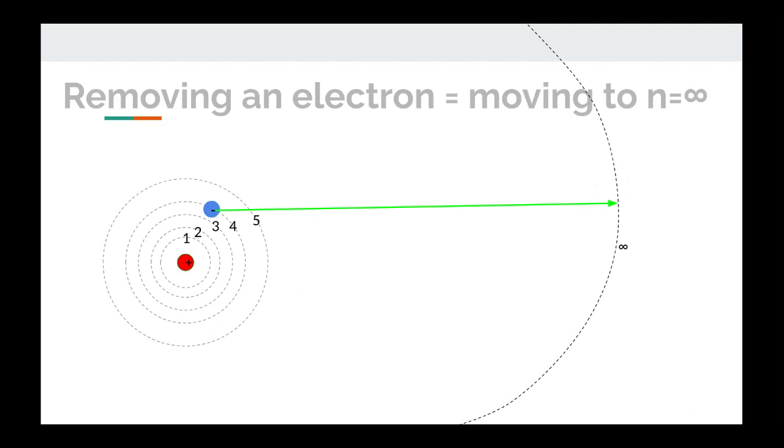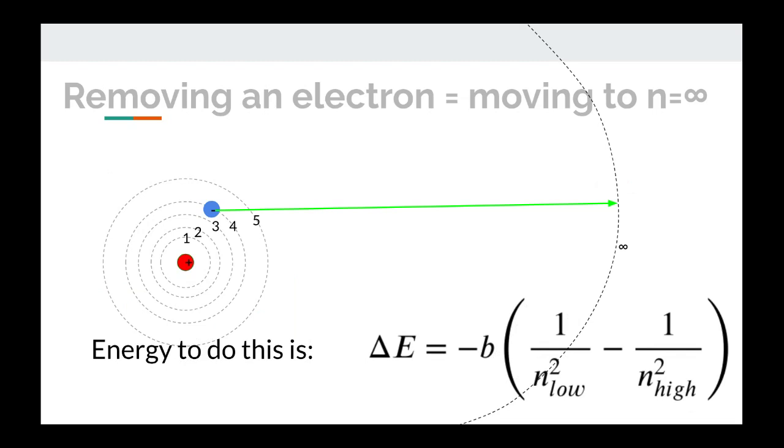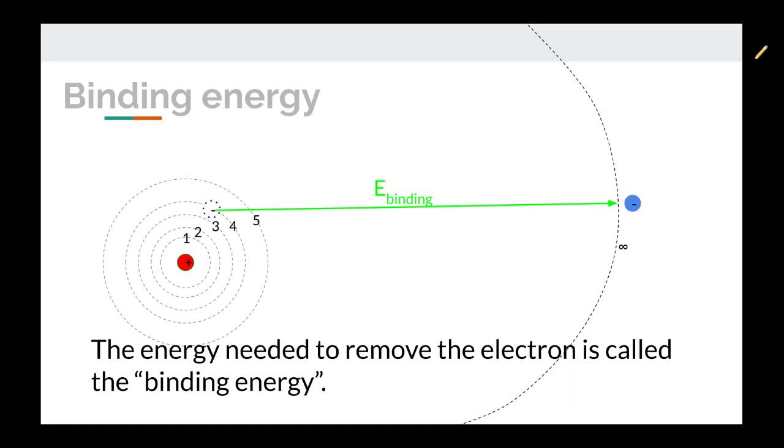Removing an electron completely from the atom is essentially moving it to energy level infinity. And according to this equation that Bohr developed, which still works pretty well for understanding this, that would make n high, in this example, infinity. That would be the way you could quantify how much energy it would take to ionize the atom, or in other words, cause the photoelectric effect, because 1 over infinity is essentially 0. The name for that amount of energy is the binding energy.